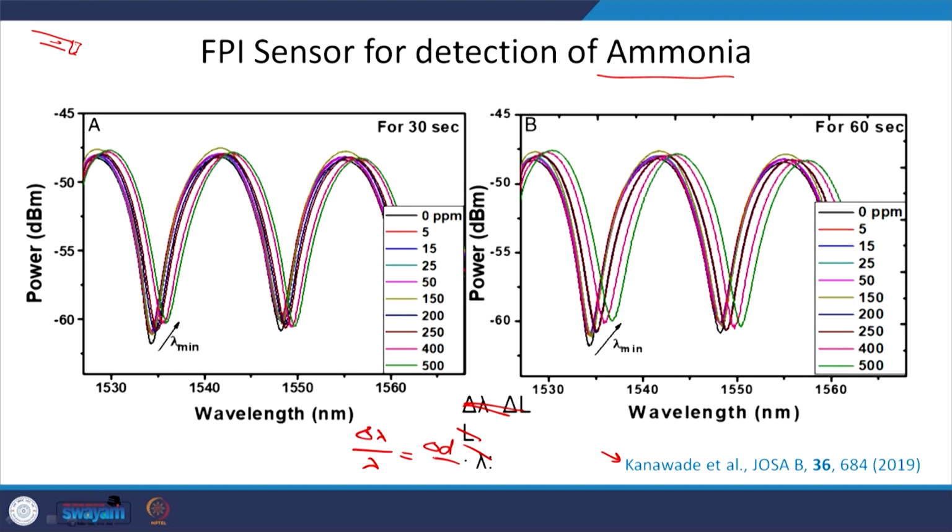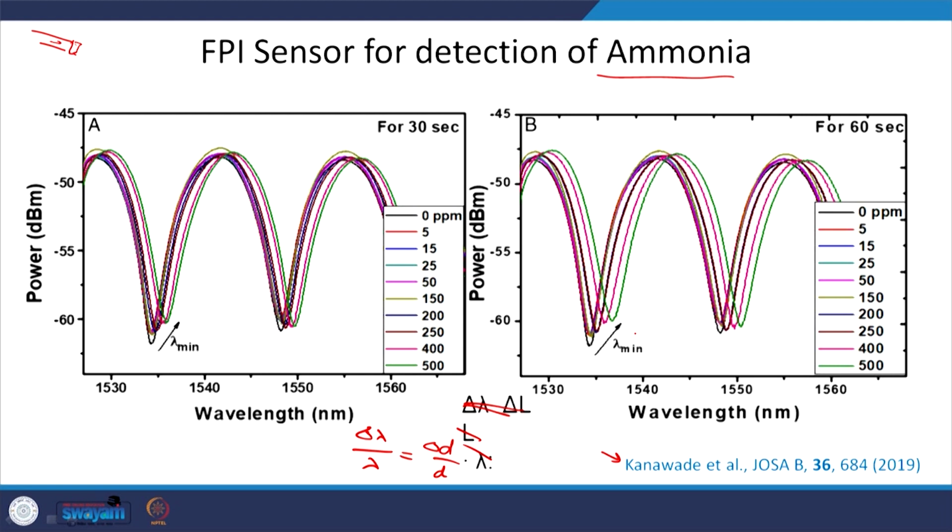delta D by D, if you remember. So, from there you can always calculate what is D. If they keep it for 60 seconds, you can see that the interaction is larger for larger time, and then the shift is larger, but if you calculate the sensitivity, it does not make much difference there. Okay. So, the more amount of time you put it, the better you see the change.